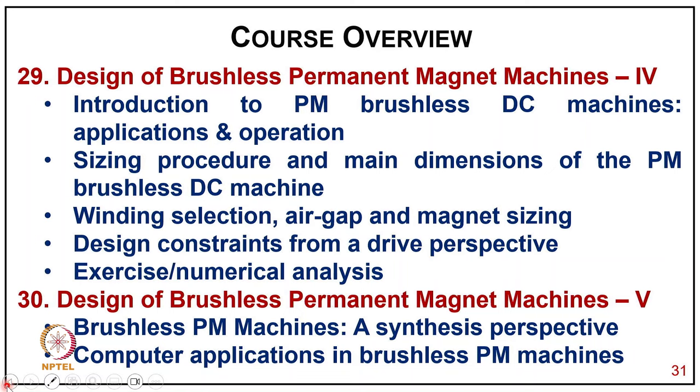Then the fourth lecture of design of permanent brushless machines, we would like to introduce the permanent magnet brushless DC machine, application and operation, sizing procedure and main dimensions of the permanent magnet brushless machine, winding selections, air gap and magnetic sizing, design constraint from drive perspective and exercise numerical analysis. And we would like to go to the fifth lecture of this design of permanent brushless machines, where we talk about brushless PM machine, a synthesis perspective and computer application in permanent brushless machines.